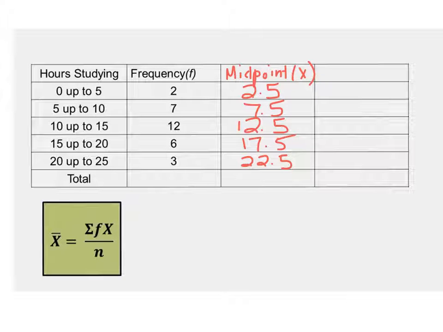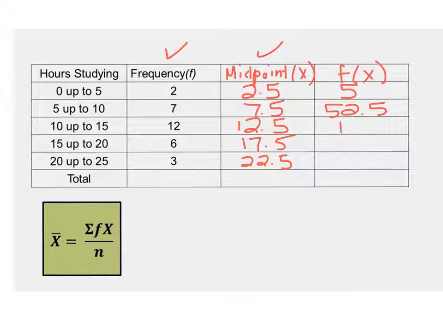Our second step is to add a new column to the frequency distribution, which will be our frequency multiplied by X. So we're going to take these two columns and multiply them. So 2 times 2.5 gives us 5. 7 times 7.5 is 52.5.